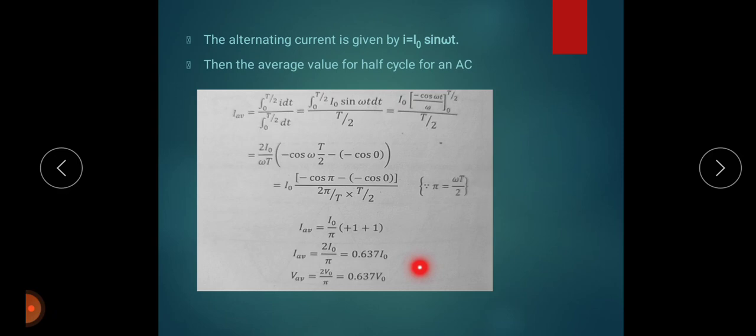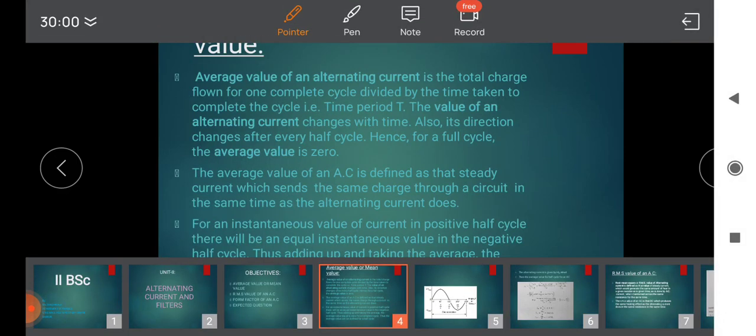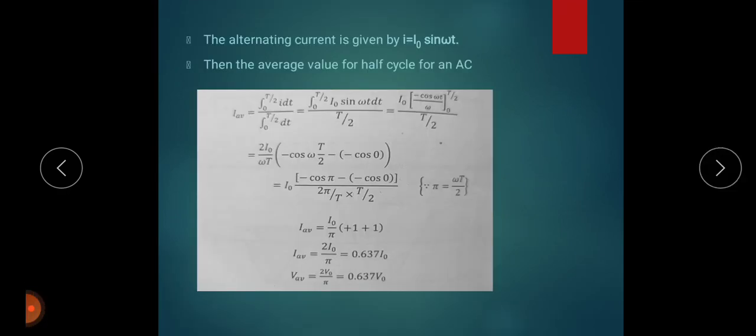The next, in terms of voltage, it can be represented as V average, the average value of voltage, which is equal to 0.637 into V naught, where V naught is the peak value of the voltage, because we know that V is equal to V naught into sin omega t. This is the expression of the average or mean value of the current and voltage. Go to next slide.